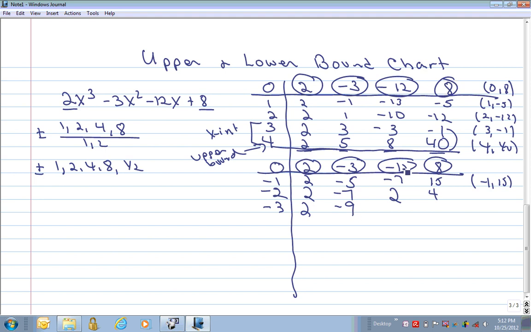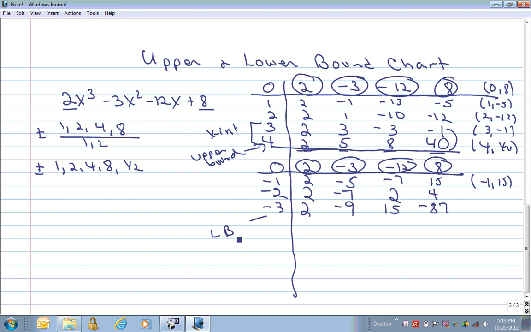Positive 27 and negative 12 would be positive 15. Negative 3 times 15 would be negative 45. Negative 45 and a positive 8 would be negative 37. And we've reached our lower bound.